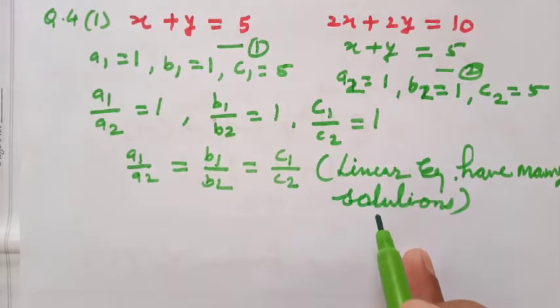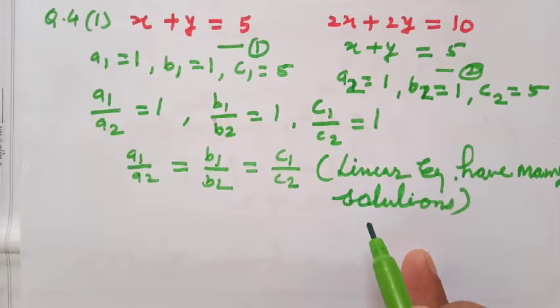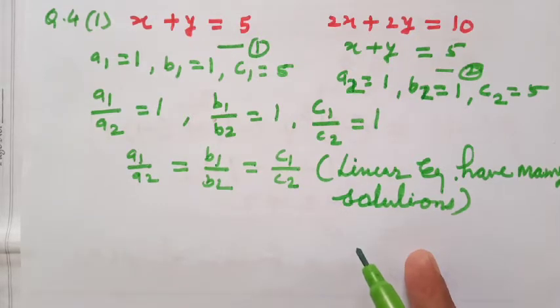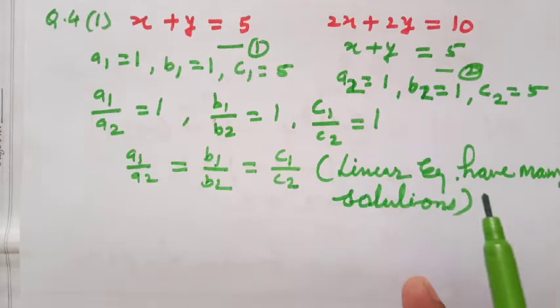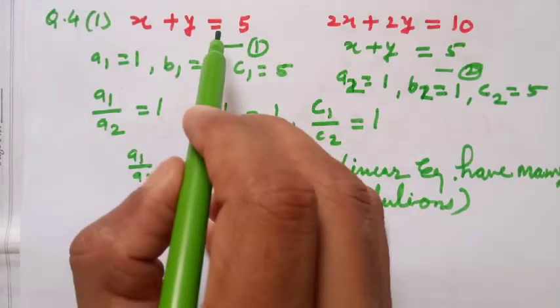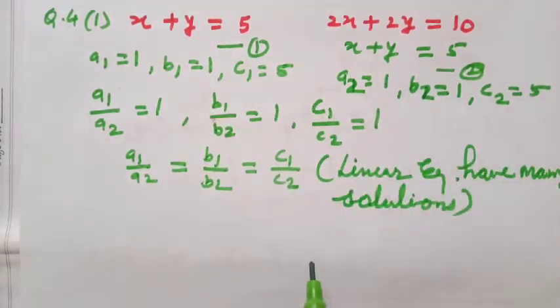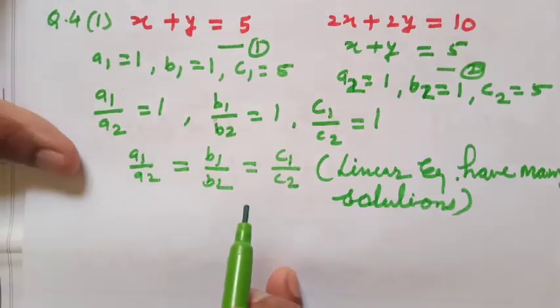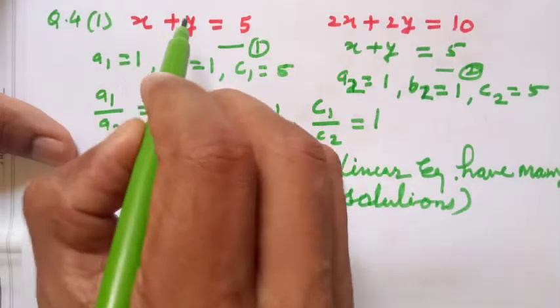And in which situation do linear equations have many solutions? When the lines coincide. Whether the lines coincide or not, let us draw the graphs of both linear equations and find out the actual situation. So let us come on, we should first get the coordinates for each linear equation.